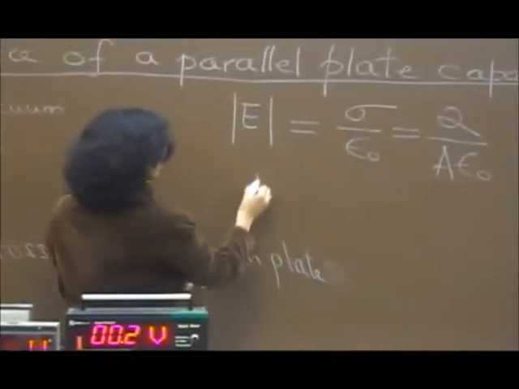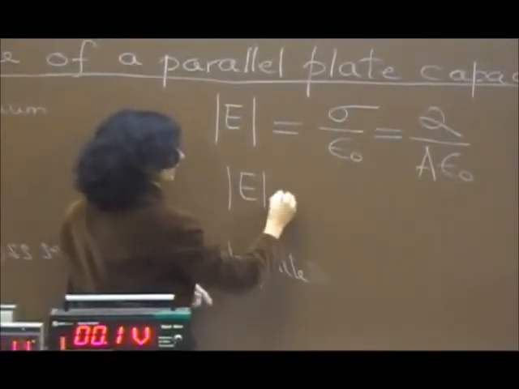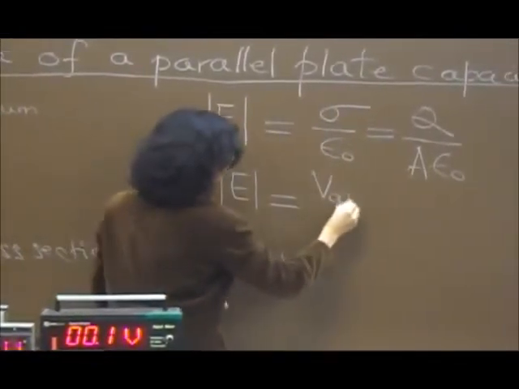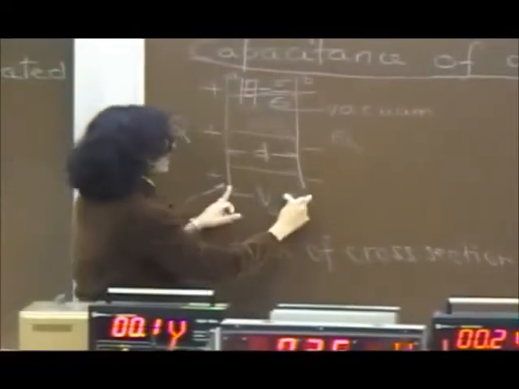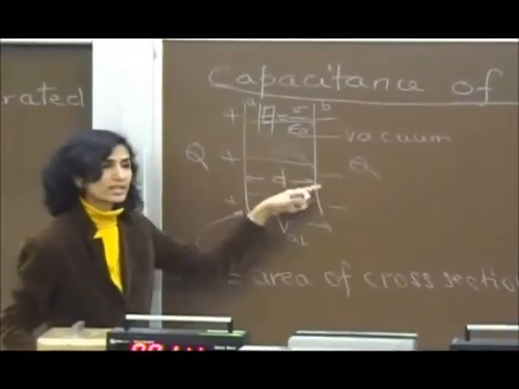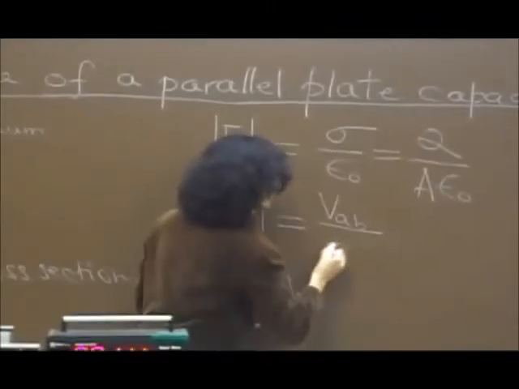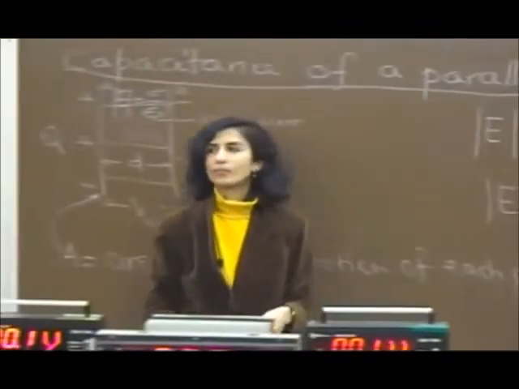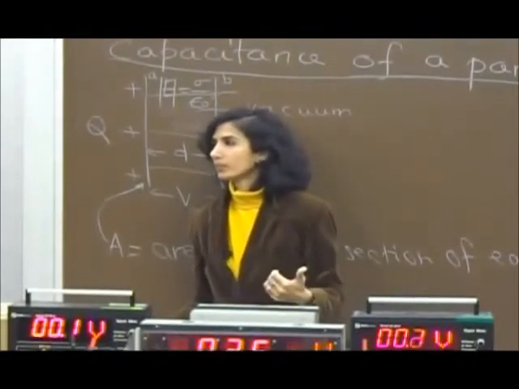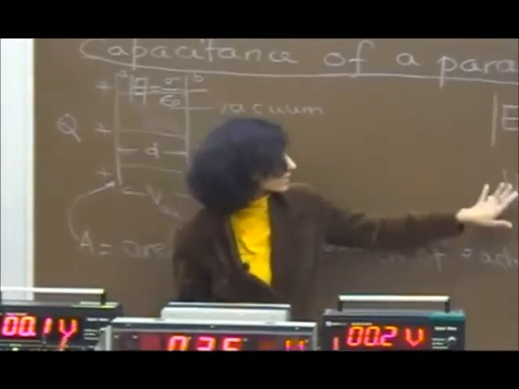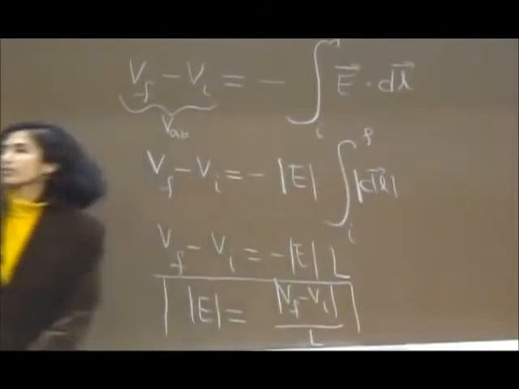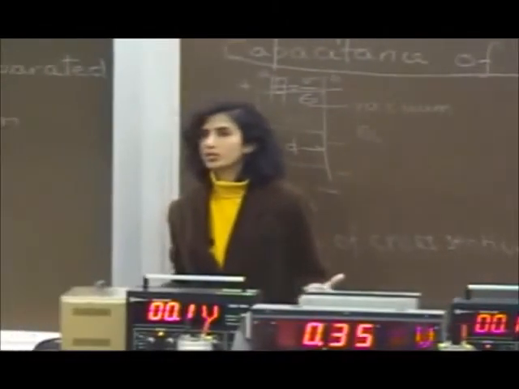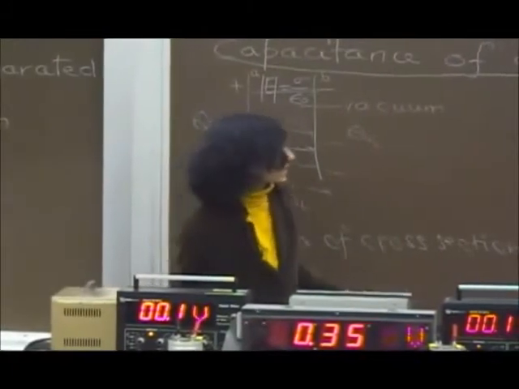So what I find is that electric field can also be written as the potential difference between the two plates, VAB, divided by the distance between the two plates, D. Is everybody with me? Yeah? So this is just coming from the relation between electric field and potential difference. Any questions, folks? Okay, so we are set then.